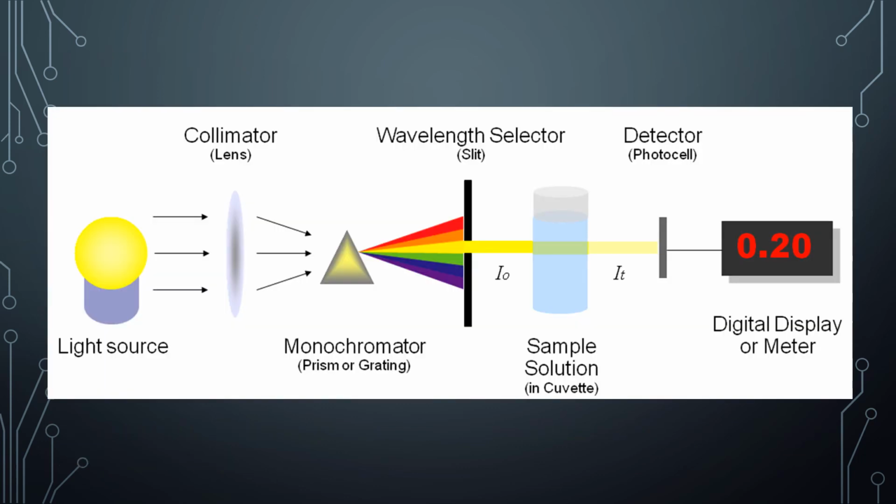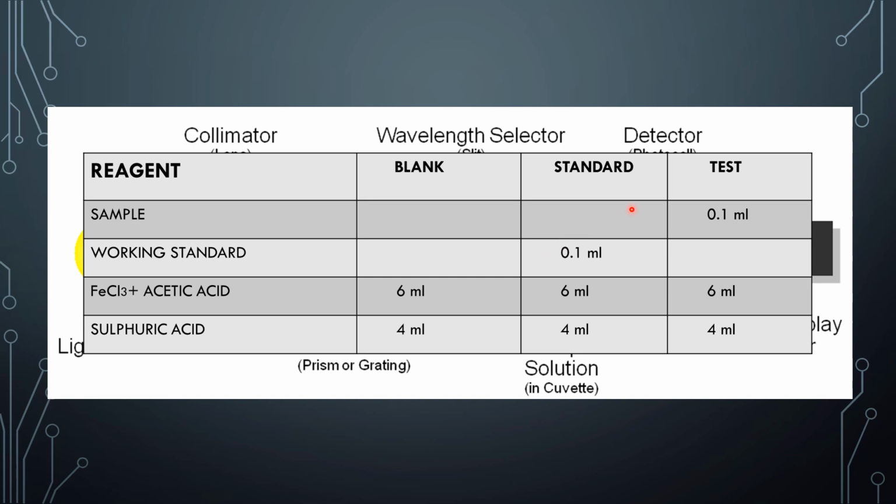Now, before measuring the transmittance of standard and test solutions that we have prepared, we have to first calibrate the spectrophotometer, and for this we'll first place the blank and set the transmittance to 100. The purpose of doing so is that we want to nullify the effect of these two reagents so that they don't interfere with our final reading. So now we'll move on to the demonstration of the entire process.